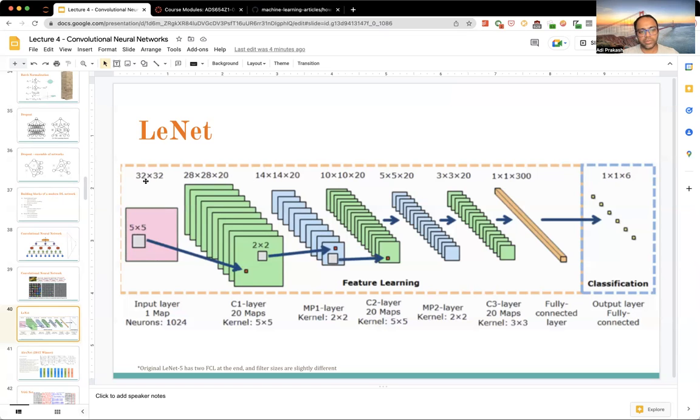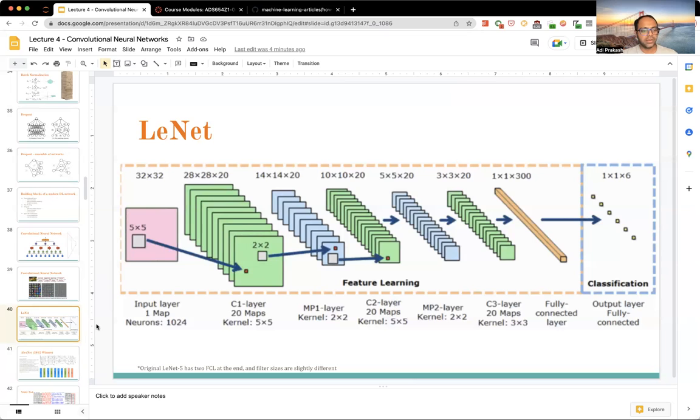Your input is 30 and it is grayscale, so there's no three, there's only one channel. So this is what it was used for. And if you want, in Keras this network is already there, you can just use it, but it will not do that well because this was a long time ago.